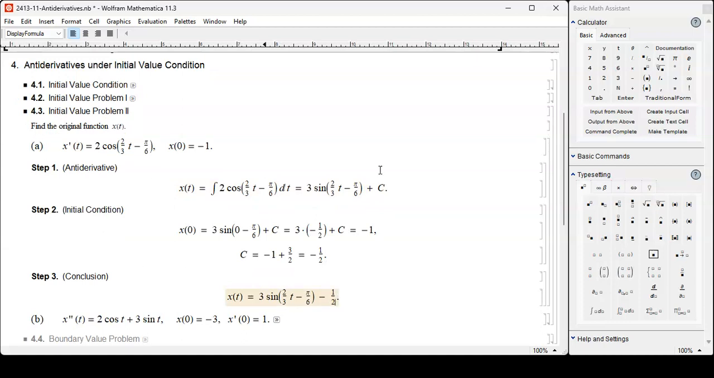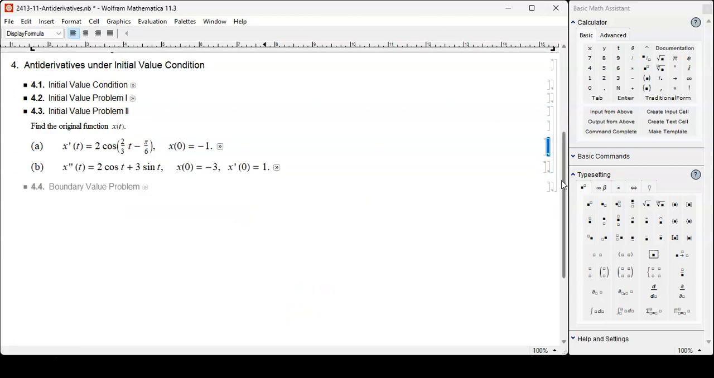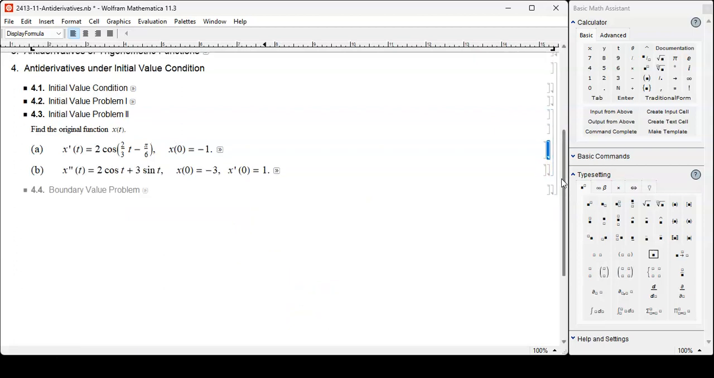By the way, this expression is extremely important in physics. It's called harmonic oscillator, and it's used for spring motion and things like those, and also for electric currents, alternating currents.